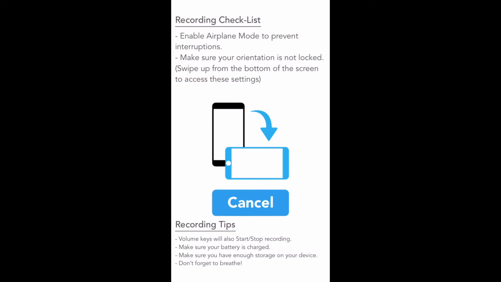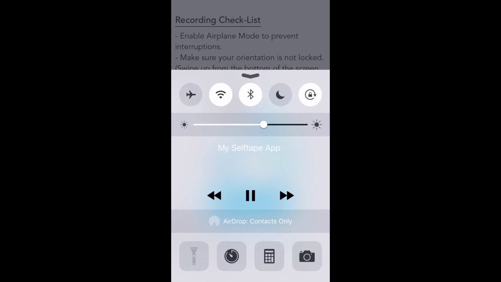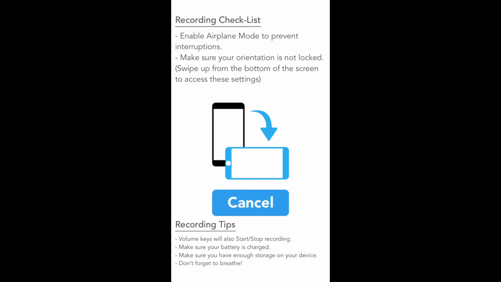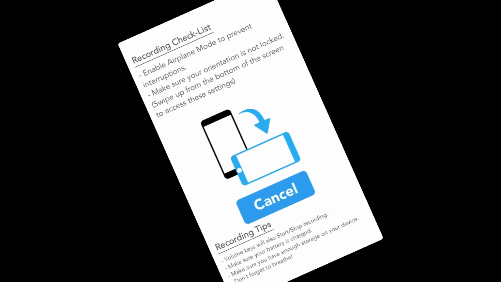All self-tapes must be shot in landscape mode. This ensures the viewer of your self-tape will not be looking at you sideways. There are 2 important messages on this screen. 1, we highly recommend you put your device in airplane mode during recording so you will not be interrupted. Phone calls will stop the recording process. And 2, ensure your device orientation is not locked as it will prevent the camera from activating when you turn your phone. Once you're all set, simply turn your phone to landscape to begin.